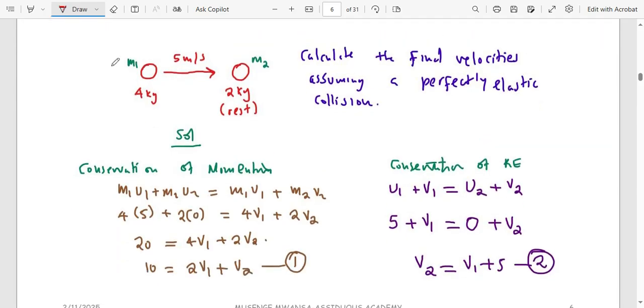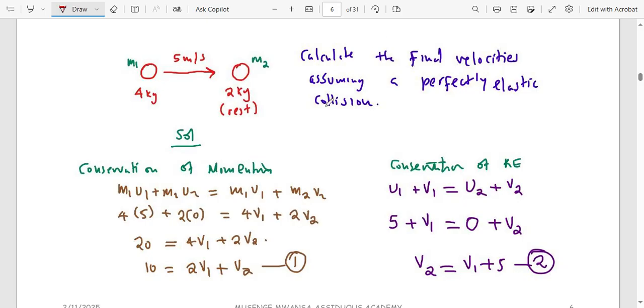Let's say you have been given that you have got ball 1 which has a mass of 4 kg. It is moving at a velocity of 5 meters per second. It hits ball 2 which has a mass of 2 kg which is at rest. The question is, calculate the final velocities assuming a perfectly elastic collision. It is elastic collision, meaning that kinetic energy is conserved. Now, in any type of collision, momentum is always conserved, but kinetic energy is only conserved in elastic collision. This is perfectly elastic. These balls don't stick, okay?